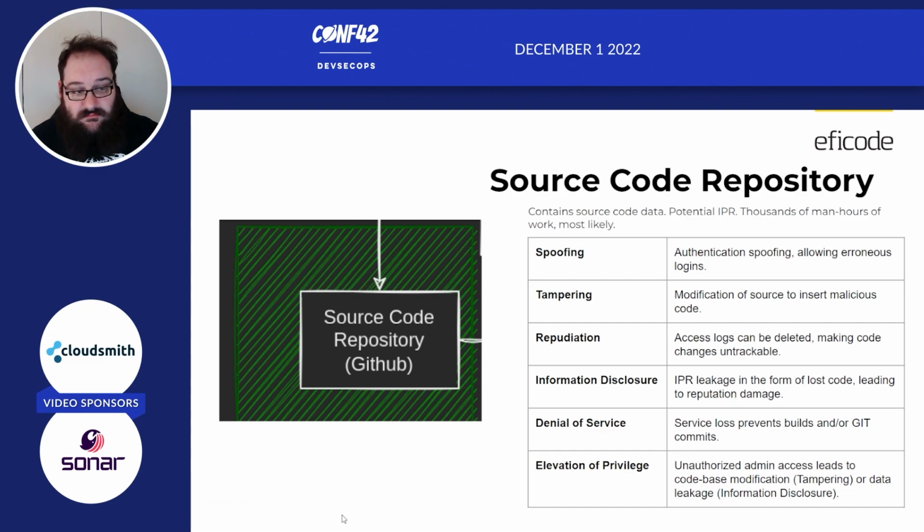Elevation of privileges, so an unauthorized admin access leads to code-based modification. The thing we don't talk about at any point here is mitigations, because we should. Let me clear that up. So, threat modeling process should always have mitigations, but these are examples. These are things that are mostly, for example, handled by the source code repository.